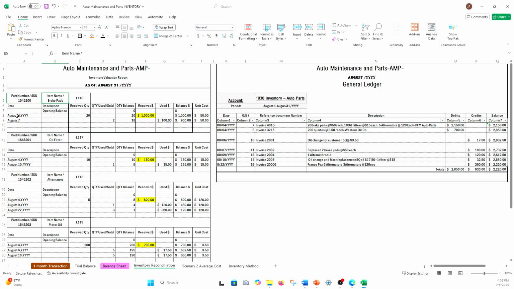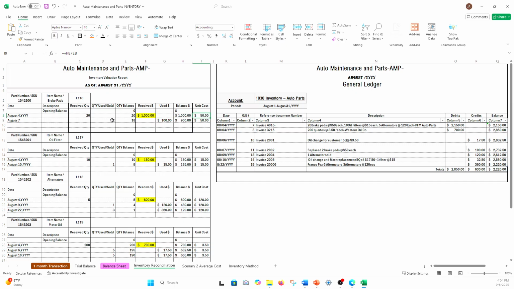Okay? So we had this activity here. We purchased 20. We had the beginning balance 0. We purchased 20 brake pads, right? The balance is 20 because 0 plus 20 is 20. So this is quantities only. So we receive in dollars $1,000 of inventory. So my beginning balance was 0, so my new balance is 1,000. And the average cost per unit is $50.